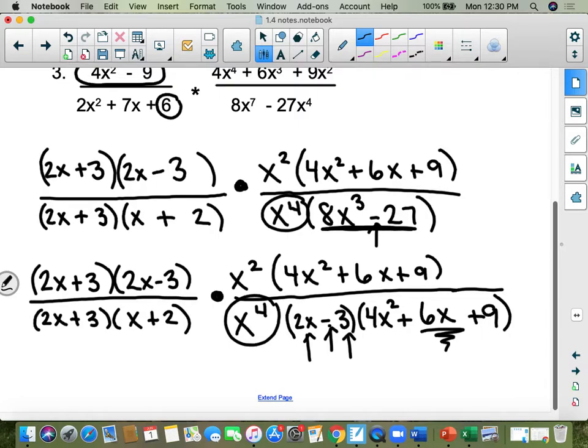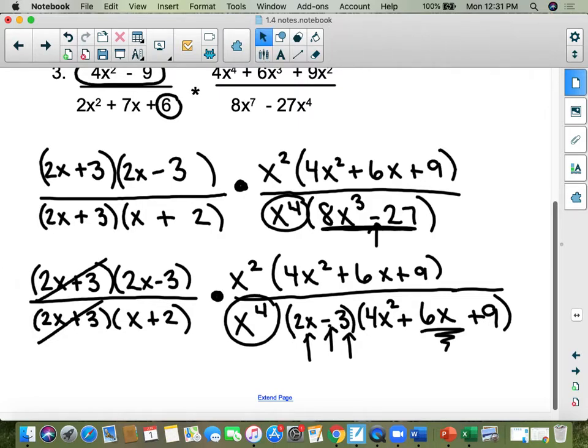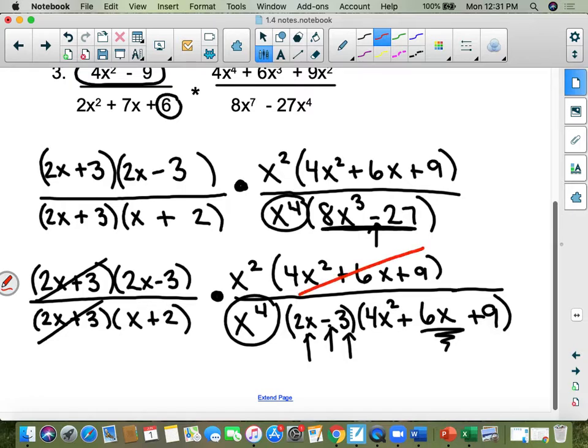Once everything is factored, I can cancel out. Those two are the same. This one and this one are exactly the same. This one and this one are exactly the same. There is no plus or minus for these two, so they're fair game. This one can cancel out.